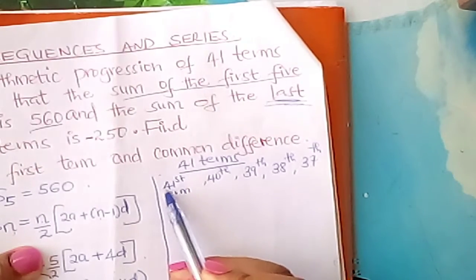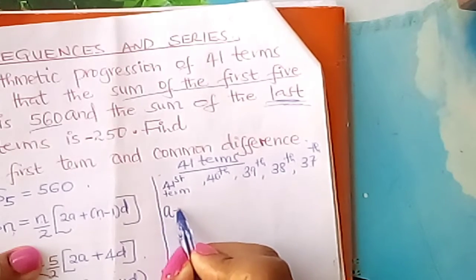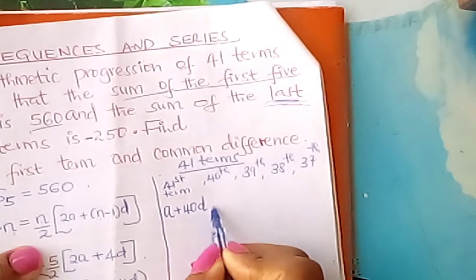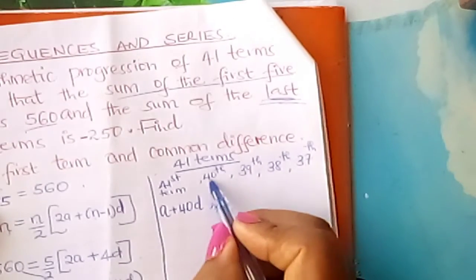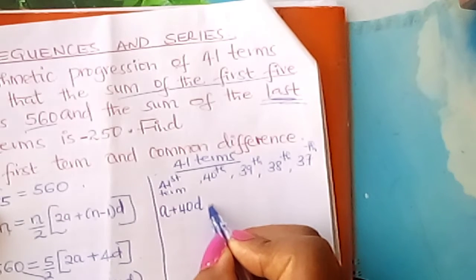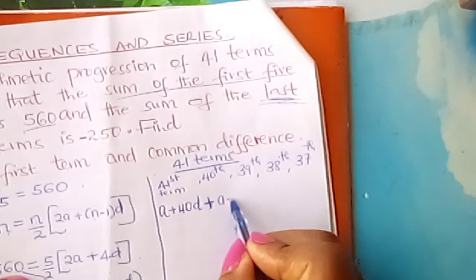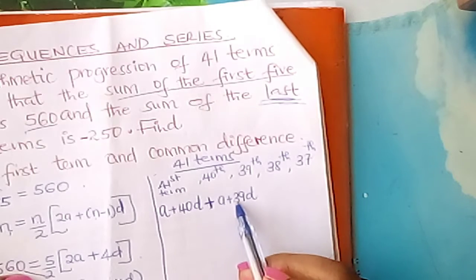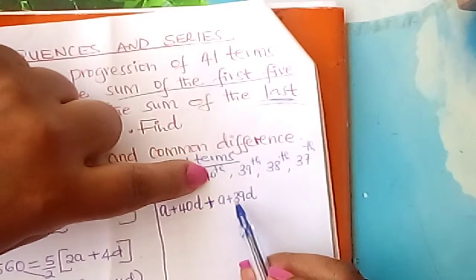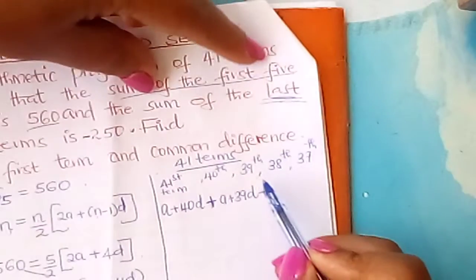So what is the 41st term in terms of a and d? This will be a plus 40d. Then what is the 40th term? It will be a plus 39d. Remember the formula, a plus (n minus 1)d. So here it is a plus (40 minus 1)d. Then you continue adding.